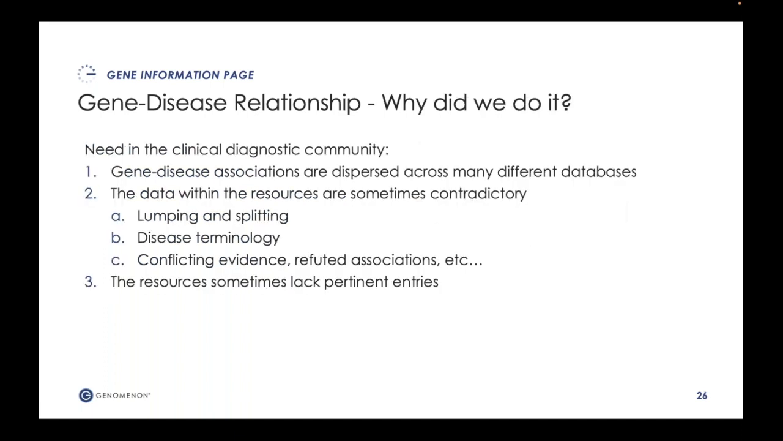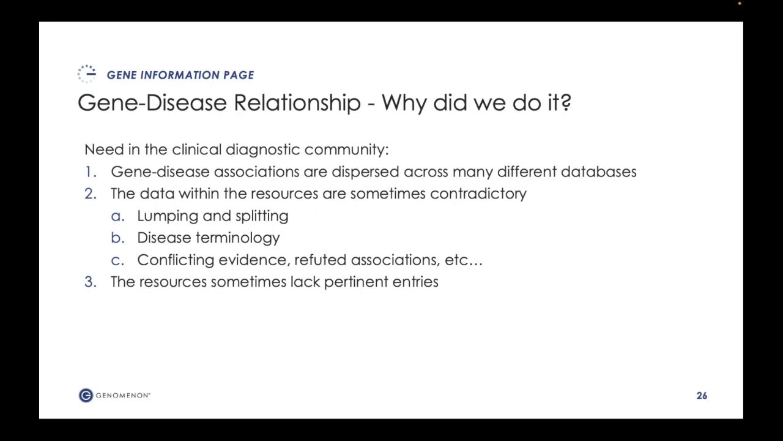Again, this was born out of a need in the clinical diagnostic community, both for our variant analysts internally as well as our users. First, gene disease associations are dispersed across many different databases, which results in our interpreters going to many different resources, trying to accumulate and compare all of these data points. Next, the data within the resources are sometimes contradictory. Sometimes we see contradiction with the lumping and splitting, disease terminology, conflicting evidence, refuted associations, and many other components of that gene-disease relationship. And this results in curators having to spend a lot of time making sure that they identify what exact resources they should be searching for.